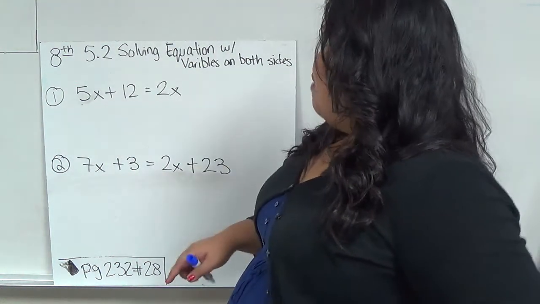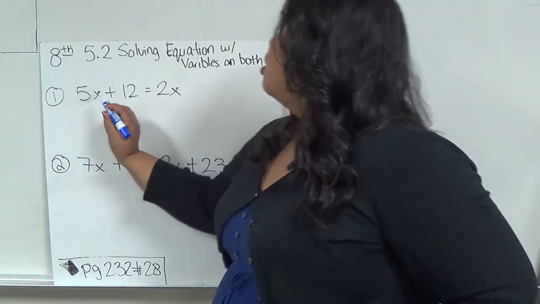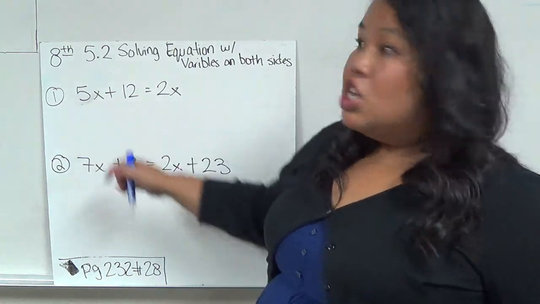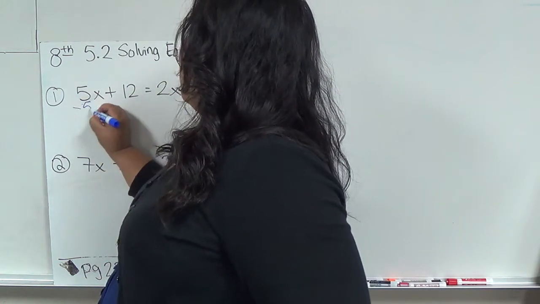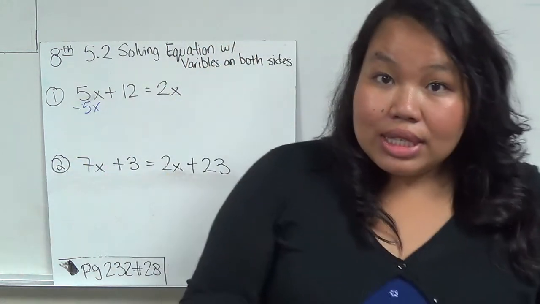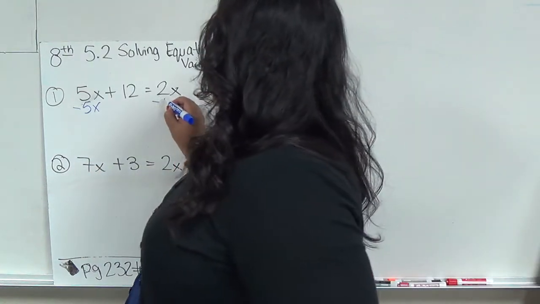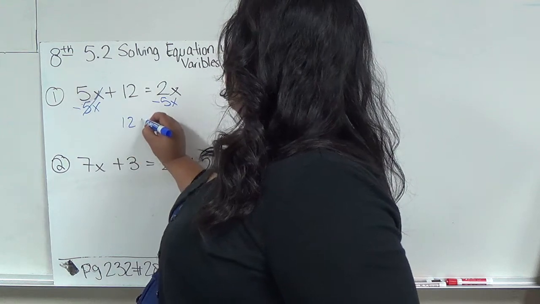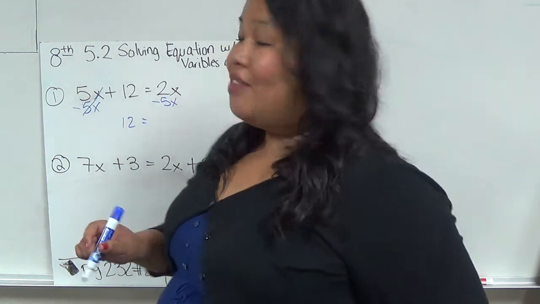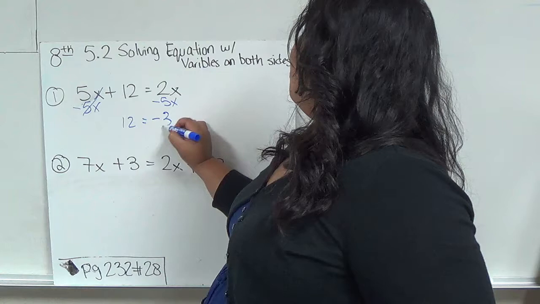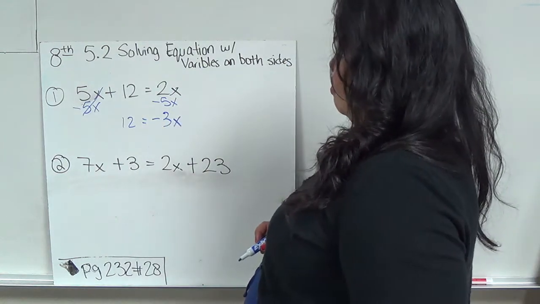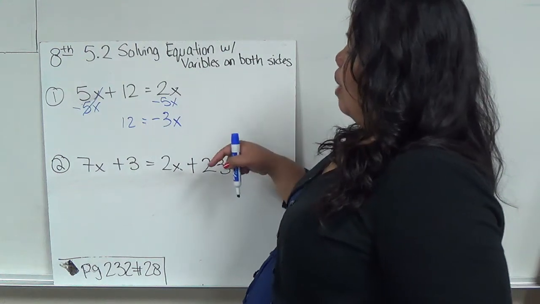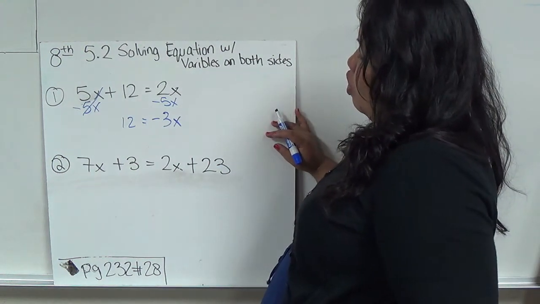So I'm going to take 5x and move it here, okay, and I do that by doing the opposite. This is positive 5x, so the opposite would be negative 5x. And what I do to one side, I have to do to the other. So this is negative 5x. This cancels out. I bring my 12 down, and 2x minus 5x gives me a negative 3x. Okay? Because I'm adding and subtracting, I'm making sure only to relate the coefficient.